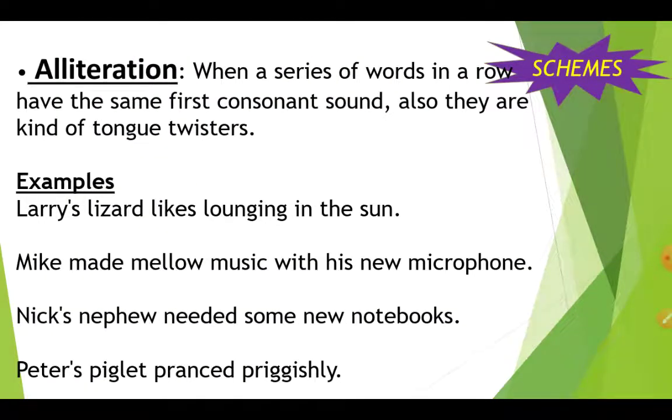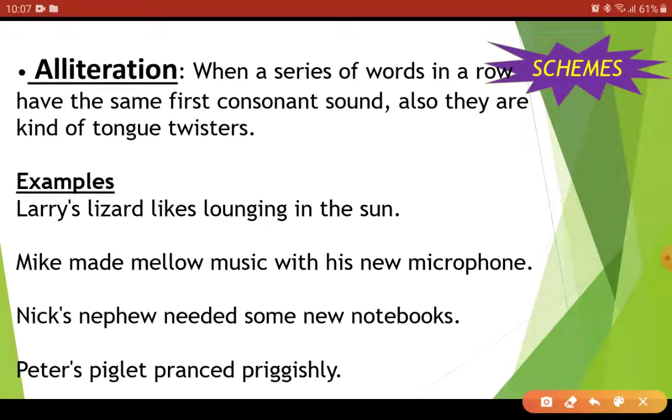The very first part of the scheme is alliteration. Let's read its definition. When a series of words in a row have the same first consonant, yes, the first consonant, you will find the first consonant in the statement is repeating continuously. Let's understand it by example.